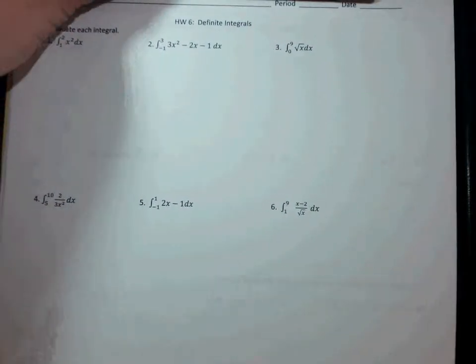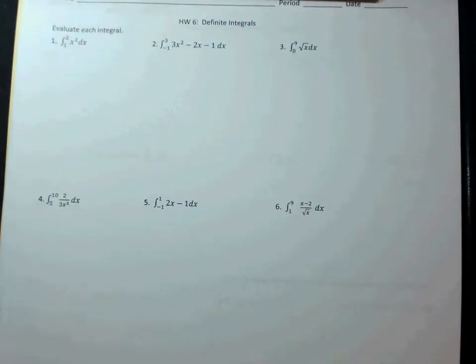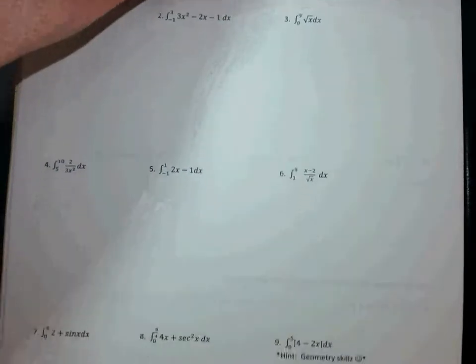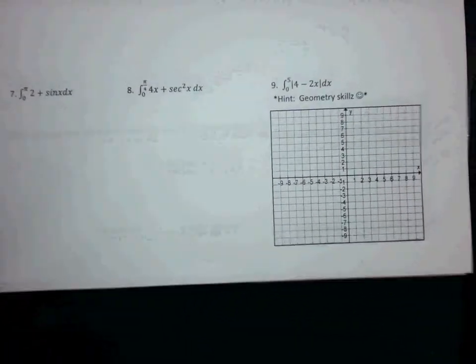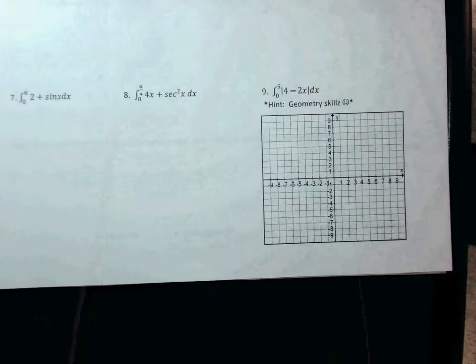Okay, so any questions off homework 6? We're going to start with number 9, just because you should be able to do that, but it's okay if you forgot. If it is absolute value, your only option is to graph. There is not an actual rule for absolute value. You just have to graph it.